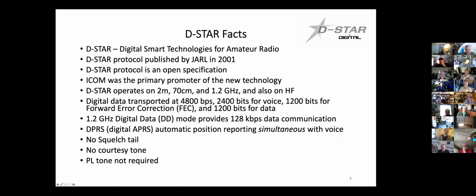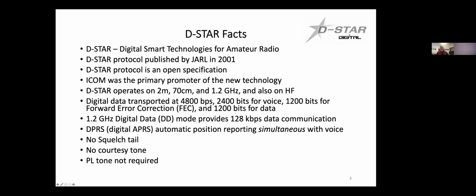D-Star is an open specification. A lot of people think it's proprietary to ICOM, but it really isn't. The only thing that's proprietary in the radio is the vocoder, which is a $20 part. But ICOM was a primary promoter of the new technology. And so you'll see that they have a very big presence in D-Star. D-Star operates on 2 meters, 440, 1.2 gigahertz, although there's probably not a lot of those radios around. And also on HF, if you have certain kinds of radios.